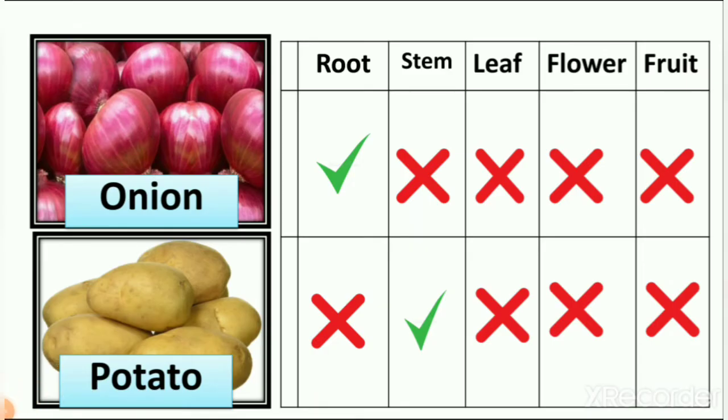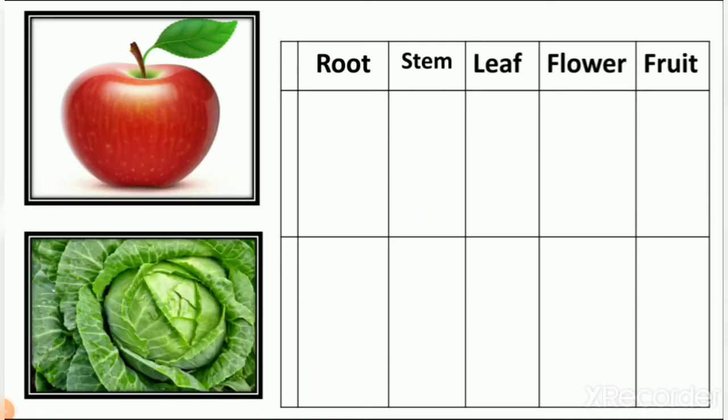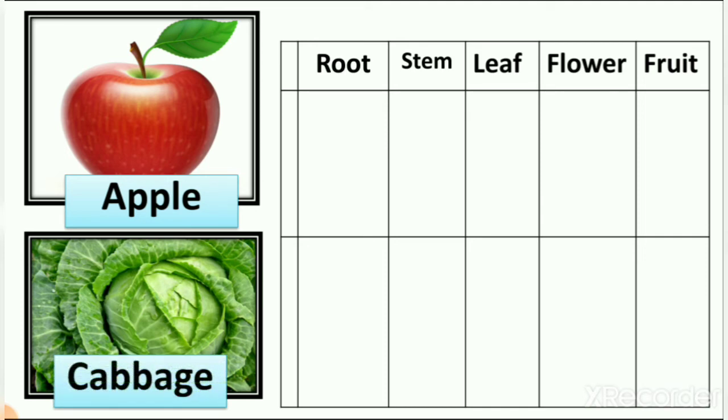Then let's see which is the other one. Yes, we have two things which we get from plants. First is apple and second is cabbage. So here first we write the name of these two foods which we get from plants, apple and cabbage. Now, apple is a fruit we eat. We all know about apple.